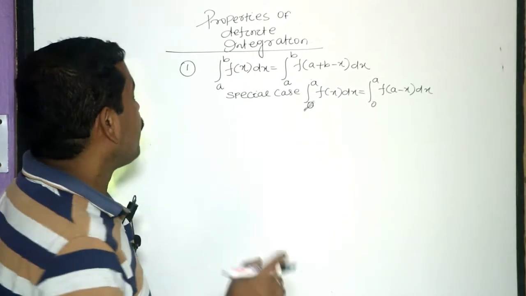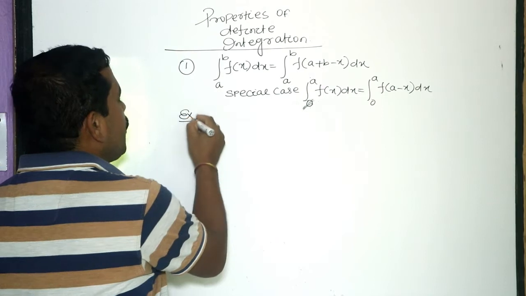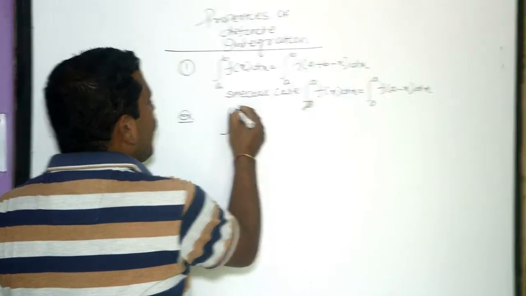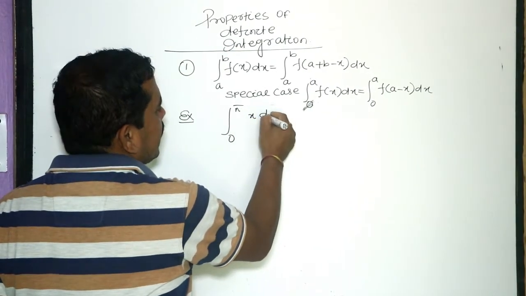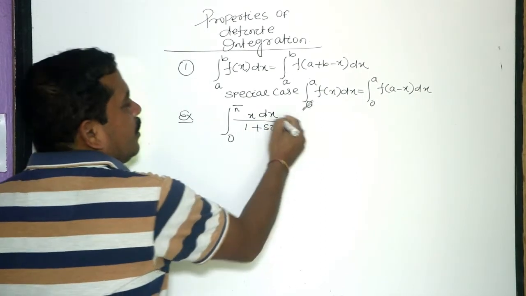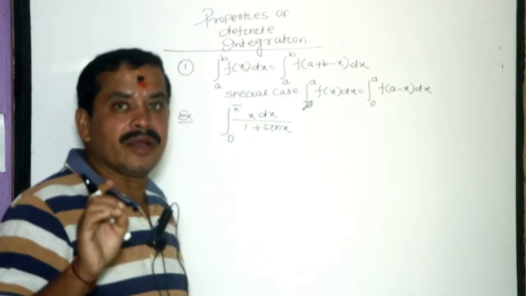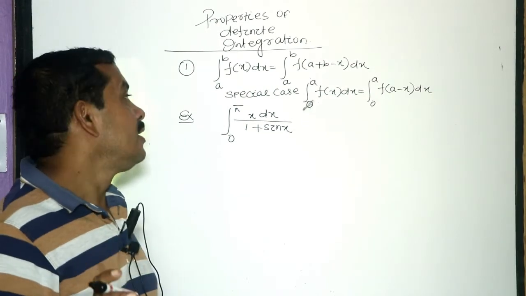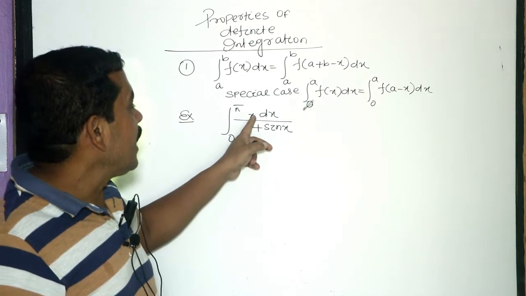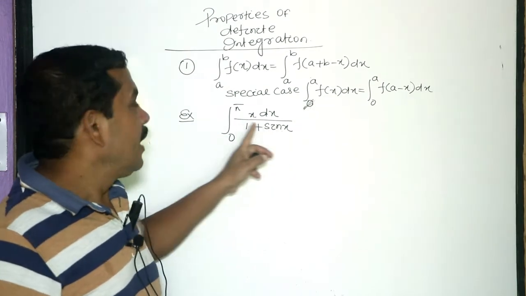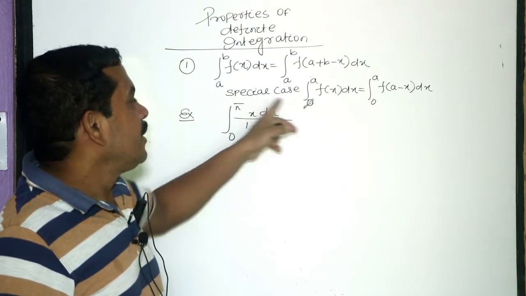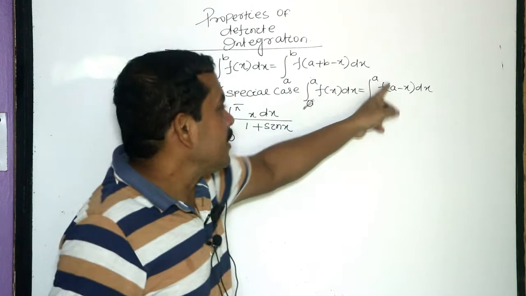Now let us give an example for this. Suppose the integration is of the form 0 to pi x dx by 1 plus sin x. This type of integration cannot be evaluated directly without any properties. Here the function is x by 1 plus sin x, a is 0 and b is pi. We have to use these properties.